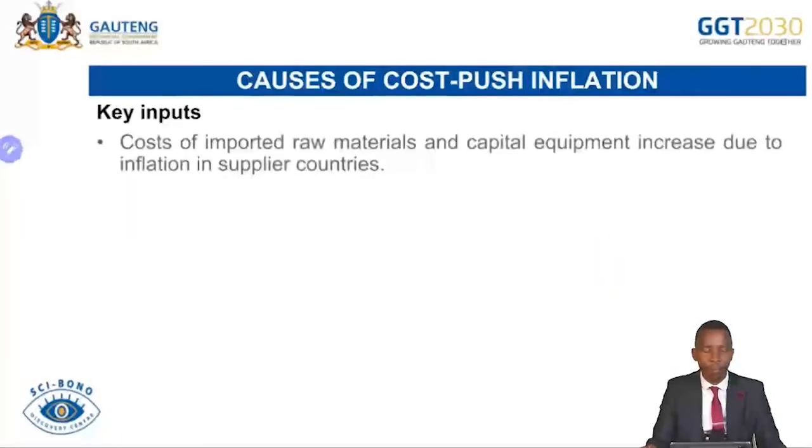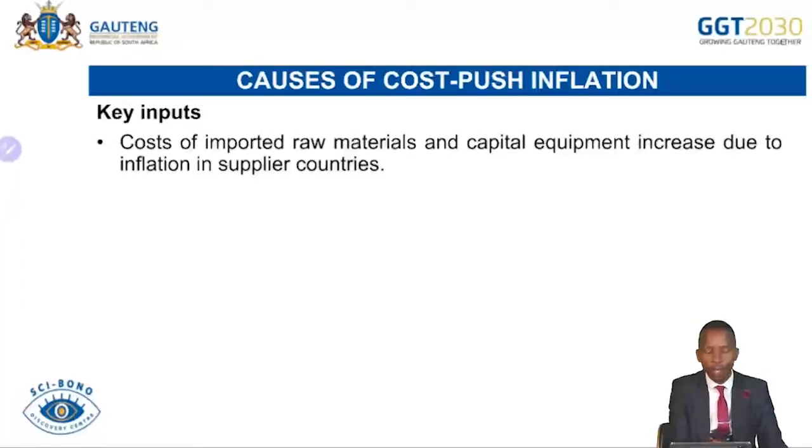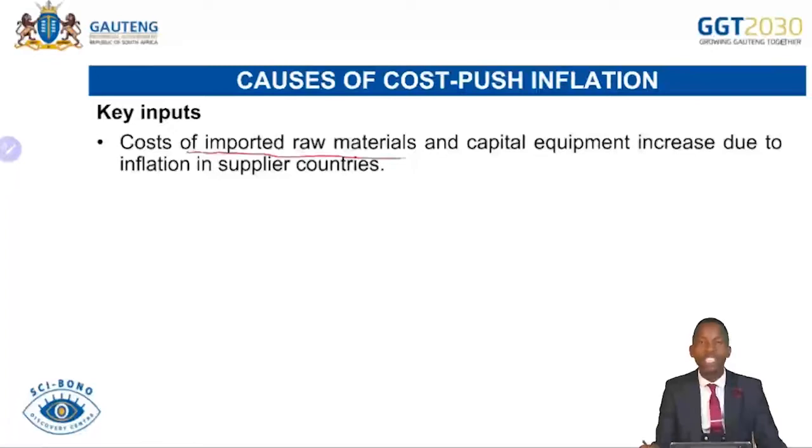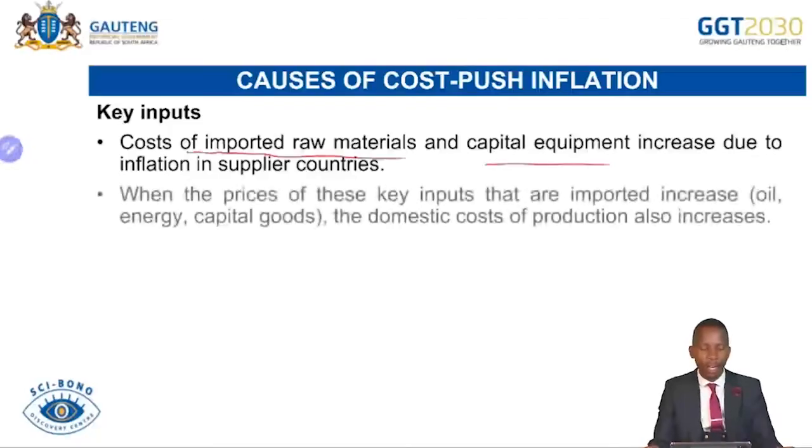We continue. The key inputs. Cost of imported raw materials. If imported raw materials or capital goods or machines are very expensive, that simply means that businesses will be producing with expensive capital. So how do they recover the money they paid for that expensive imported capital? They simply increase the selling price so that they can keep in line with their profit margins. The cost of imported raw materials and capital equipment increases due to inflation in supplier countries. When the prices of these imported key inputs increase, such as oil, energy, and capital goods, the domestic cost of production will also increase.